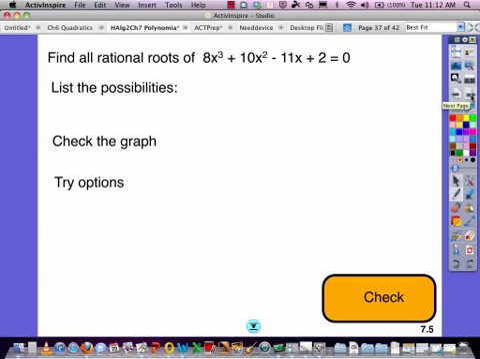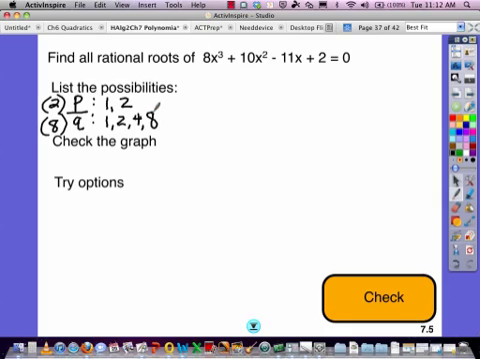So to find all rational roots of, here's our polynomial, 8x squared plus 10x squared minus 11x plus 2 equals 0. I think I said 8x squared and it's 8x cubed. So it says first list the possibilities. So you've got to be thinking that p over q combination. And so the p is really our last term factors, and the q is really our first term's factors, so 8. And so now I'm going to list those factors, and then we'll list all the possibilities out there. So the factors of 2: 1 and 2; the factors of 8: 1, 2, 4, and 8.